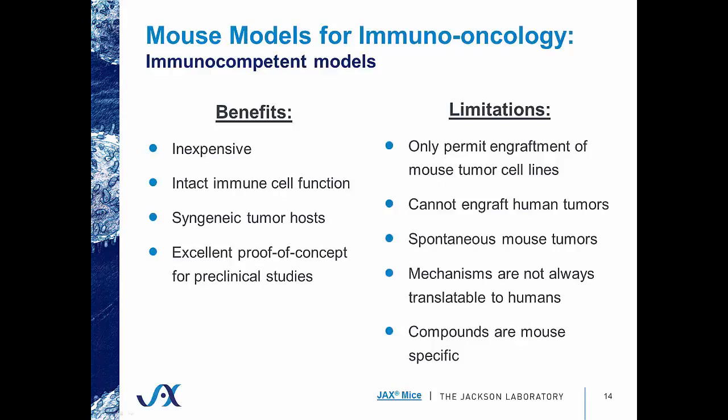Some of the limitations for using immunocompetent models are that they only permit the engraftment of mouse tumor cell lines, and they cannot engraft human tumors. Also, some models will spontaneously develop mouse tumors. Also, mechanisms that are seen and observed in immunocompetent models are not always translatable to humans. And finally, because the compounds have to be developed to specifically target mouse proteins, those compounds are mouse specific, and you have to develop human specific targets once you demonstrate efficacy. So essentially, you'll be doubling your work.